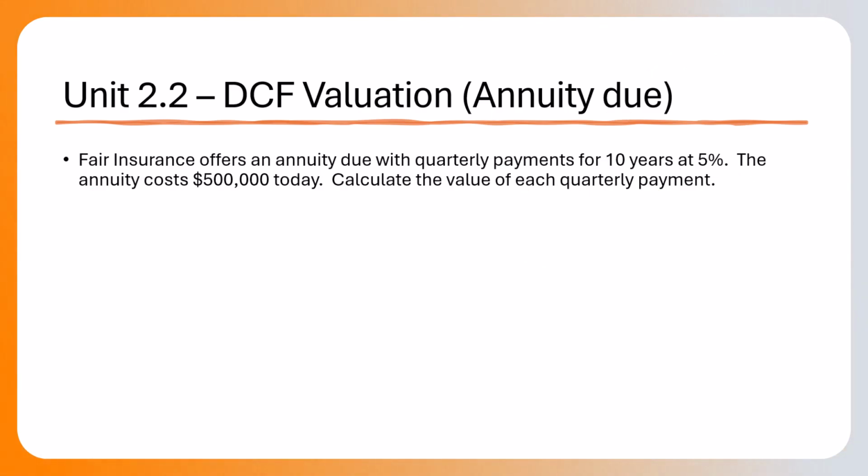Fair Insurance offers an annuity due with quarterly payments for 10 years at 5%. The annuity costs $500,000 today. Calculate the value of each quarterly payment. Once again, we can't draw the timeline because we don't know what the payments are going to look like. So we will just jump right into our time value of money inputs.